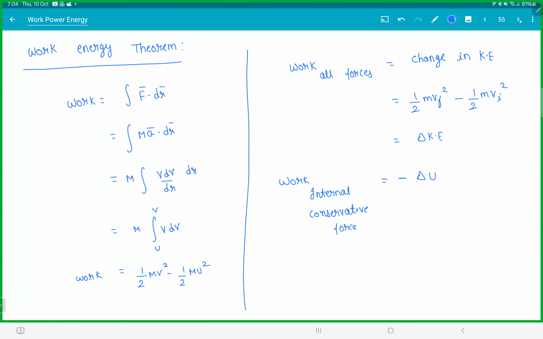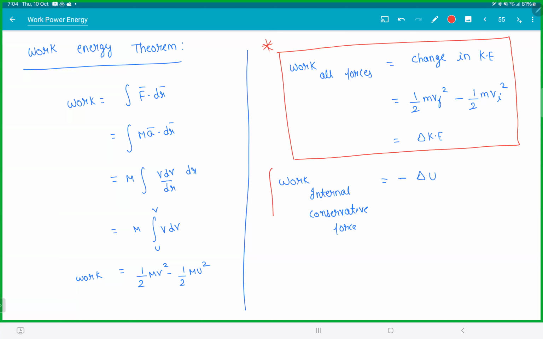Be careful. Don't mix up both of them. These are the kind of theoretical questions they ask. All forces means everything included. This is only internal conservative forces, which is minus delta U.